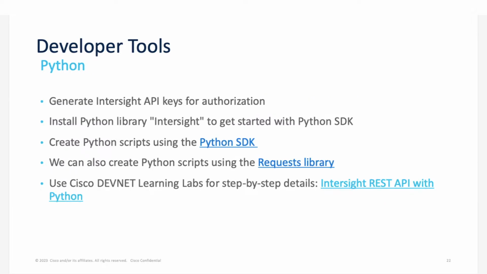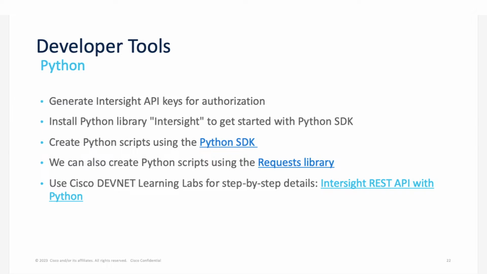To get started with Python, again, we need Intersight API keys for authorization. If you want to use the Python SDK, then all you have to do is install the Python library Intersight. So you can just say pip install intersight, and that will install the Python SDK for you, and you can start leveraging that.